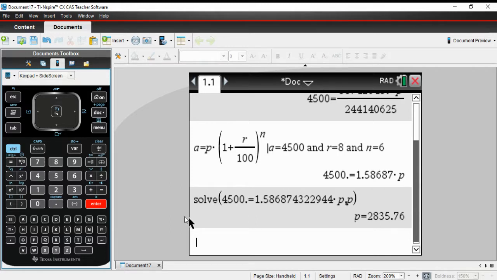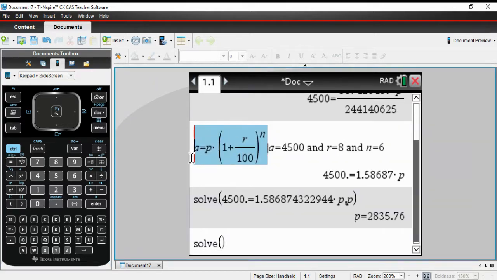If I was to do that an alternate way, I could. I would have to put the equation in and find it in terms of P, then put each of my values in and find an answer. So I'll show you how to do that without confusing too much. I would put in solve, open bracket. I'm going to cheat and just highlight this equation because I can.